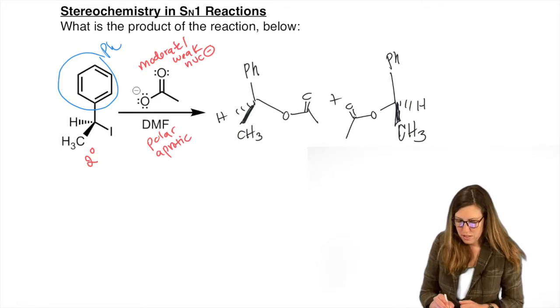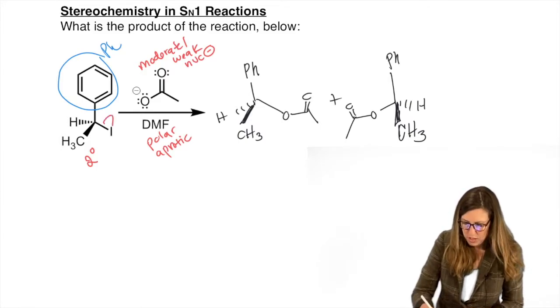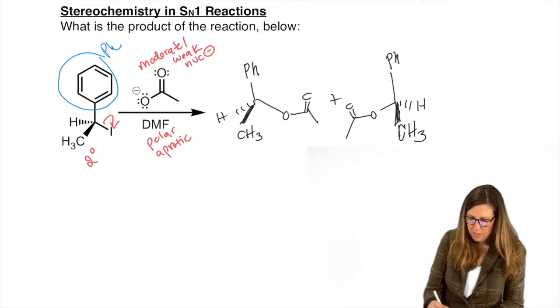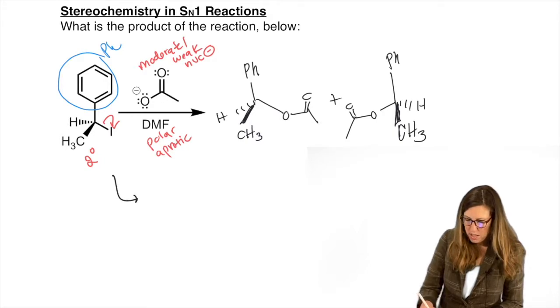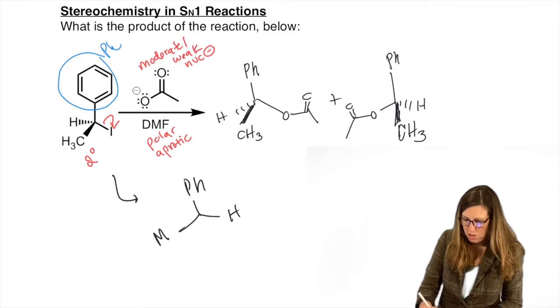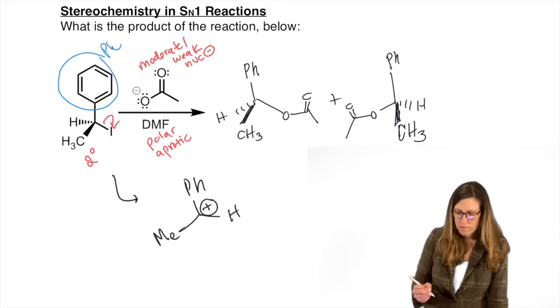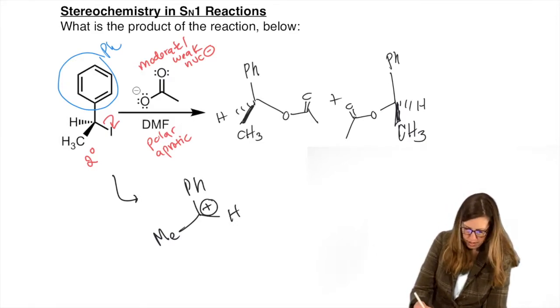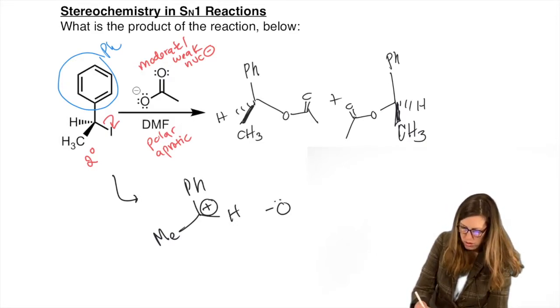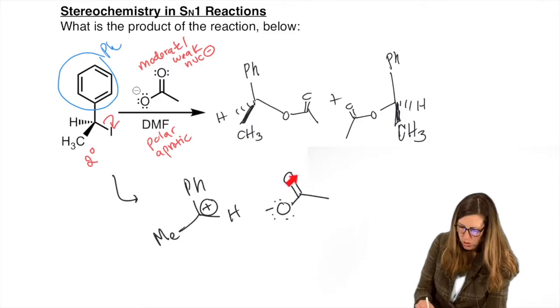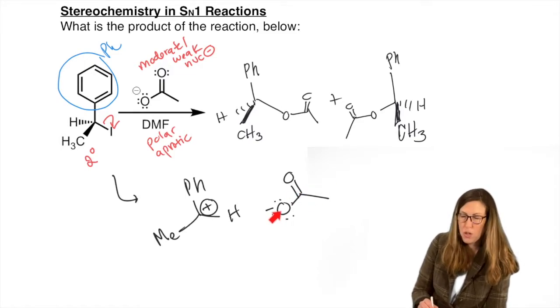So let's show that, because that's what this section is. The leaving group leaves. Then we have our carbocation. I'm not going to draw it in and out of the plane anymore. I'm just going to draw it flat in the plane of the page. There's our carbocation. Here comes our nucleophile, this acetate group with everything on it. The whole shebang, not just the O, goes on there.